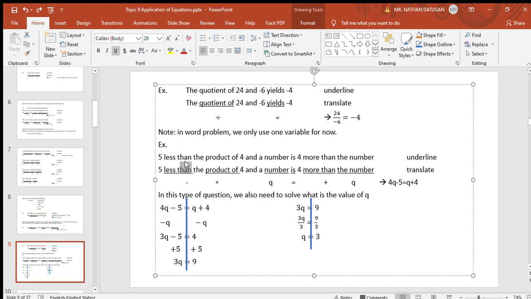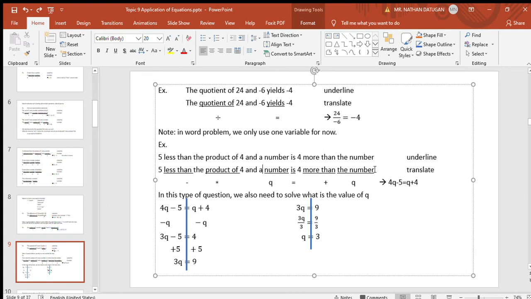Than indicates what do we do with the order of the numbers? We do it in reverse. So instead of 5 minus 4q, it's going to be 4q minus 5, as indicated in this part. Now let's move on to the right hand side of the sentence.